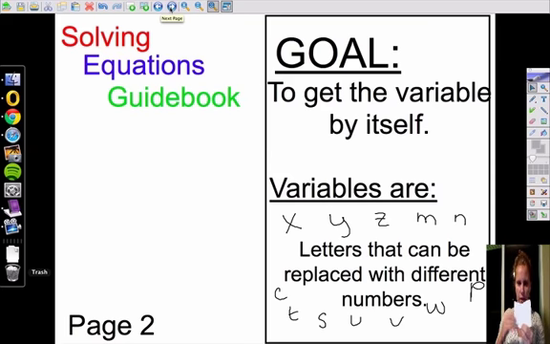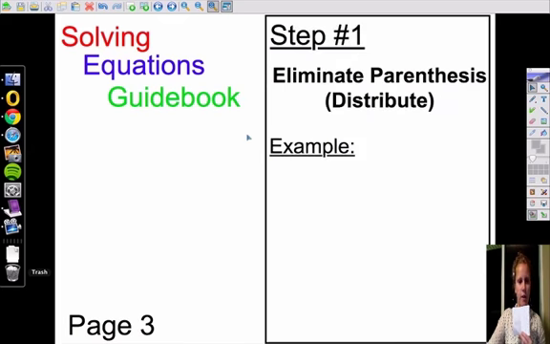On that same side, golden rule of algebra here, the goal is to get the variable by itself: to get x by itself, y by itself, z by itself, anything by itself is what we're trying to do. Variables are letters that can be replaced with different numbers. So you can write a bunch of different variables there if you want to. You can pause the video and get that done.